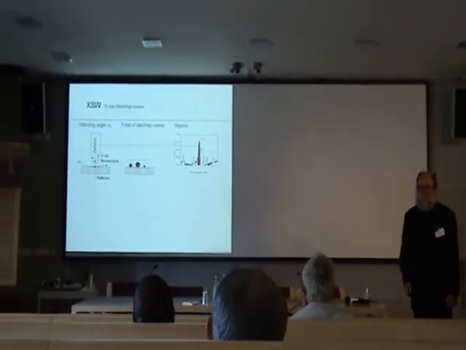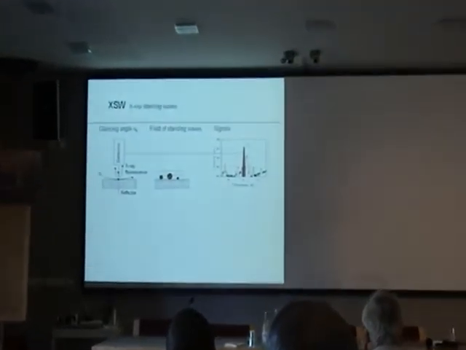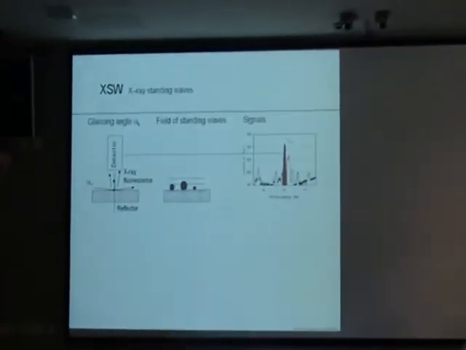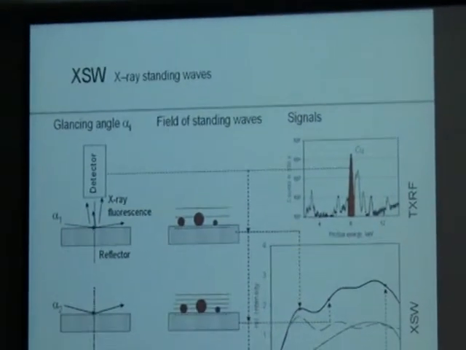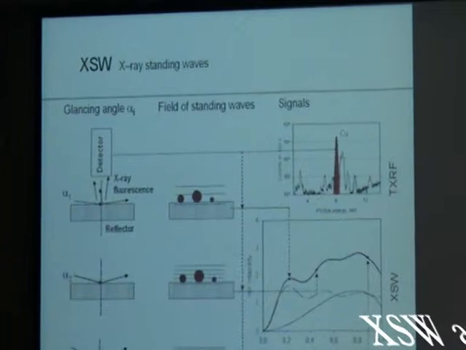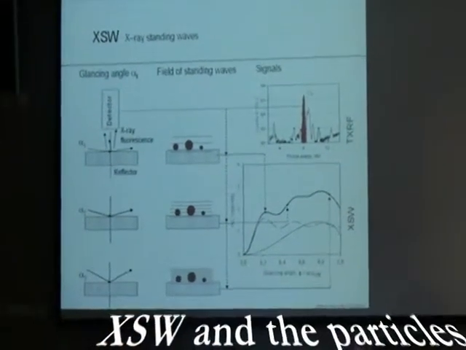Total reflection X-ray fluorescence is a static mode of measuring. We have a condition which is fixed, and if we change the angle, we get the X-ray standing wave system. So, what is the difference? Only the change in angle? Not only.